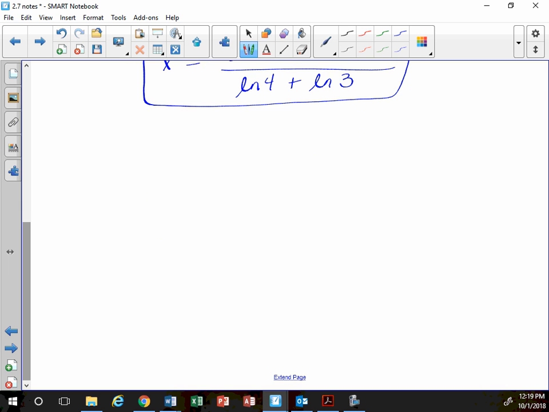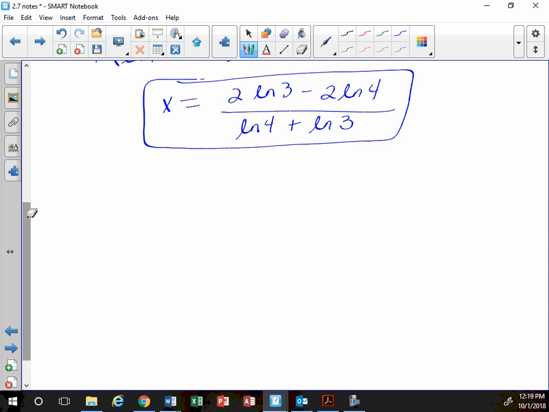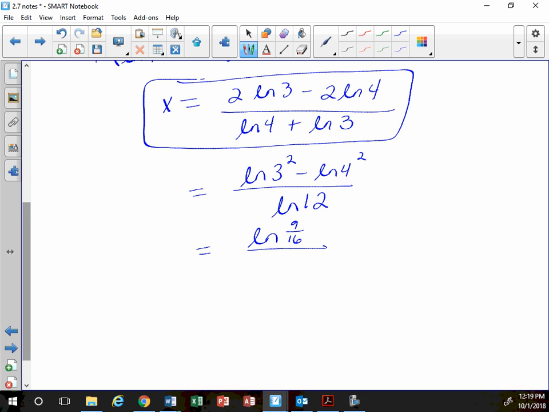I could use what I know about my log properties. I could say this is really the natural log of 3 squared minus the natural log of 4 squared. And my denominator is really the natural log of 12. Or my numerator could be the natural log of 9 over 16. And then divided by the natural log of 12. Just recognize that all of those mean the exact same thing.